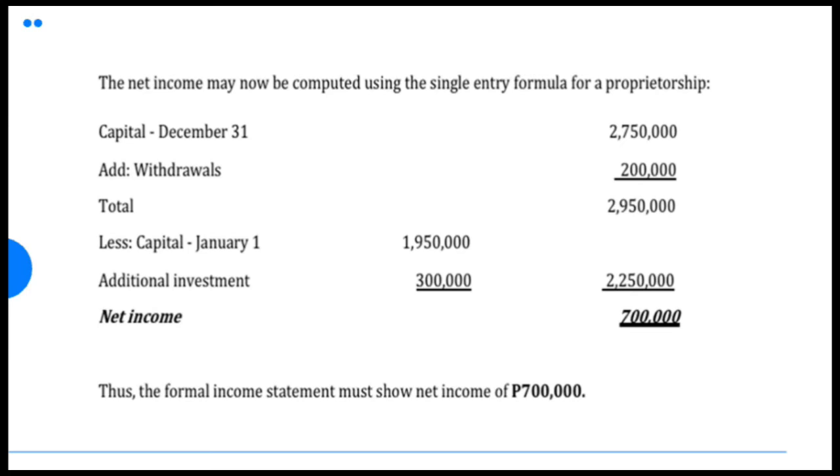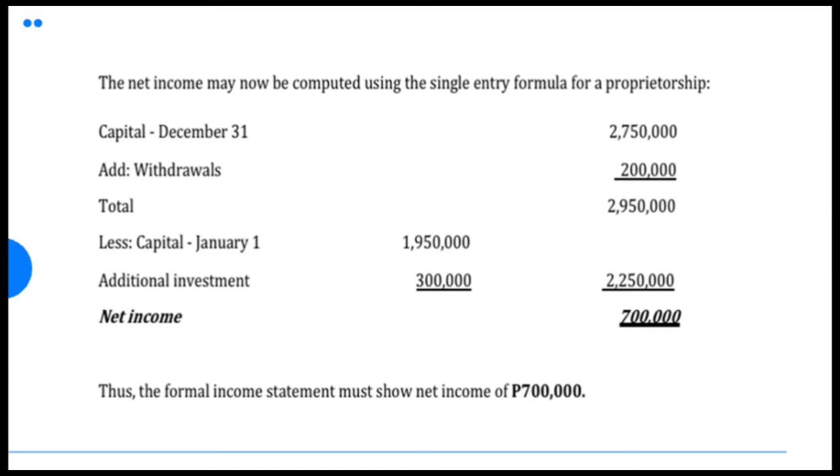So, para makuha ang net income, yung 2,950,000, i-le-less daw natin dun sa total ng capital ng January 1 and the additional investment na 2,250,000 yung total. So, pag pinag-minus yun, ang magiging net income natin is 700,000. Thus, the formal income statement must show net income of 700,000 pesos gaya nga ng na-compute natin.